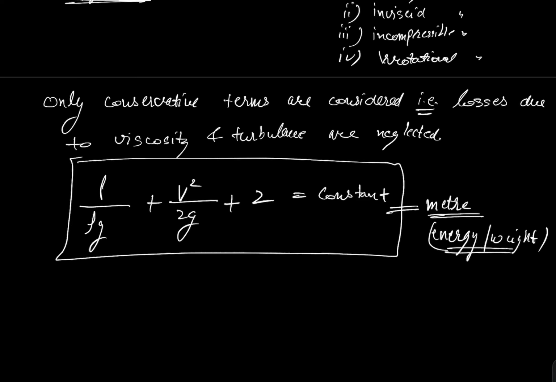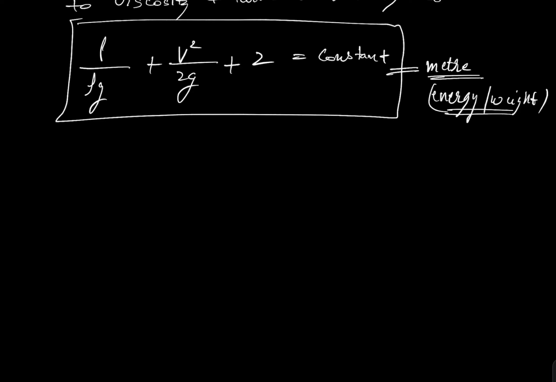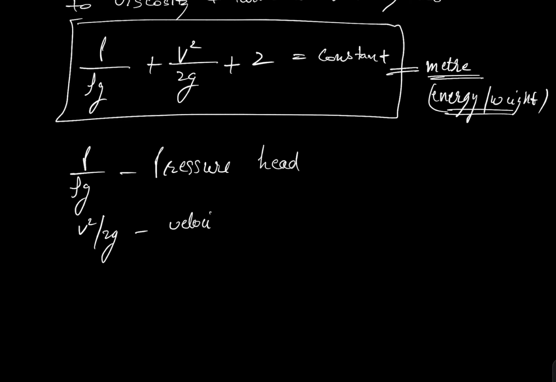Now, what is this called? This has the unit of meter. Here P by rho g is called pressure head. Similarly, v square by 2g is called velocity head, and z is potential head.